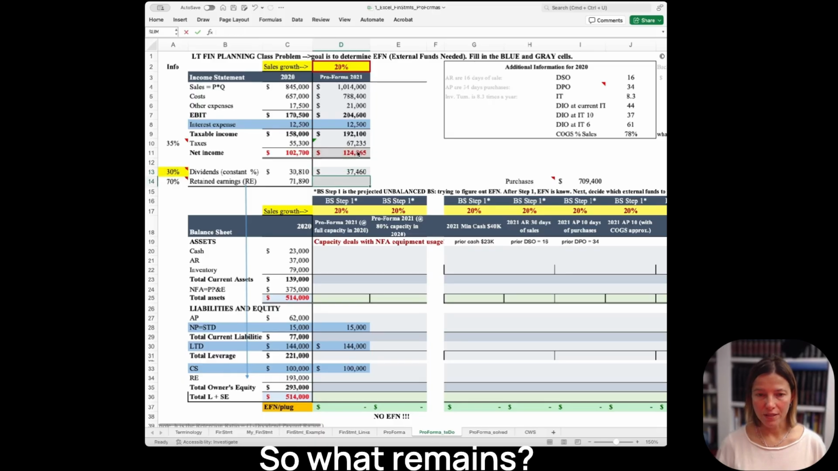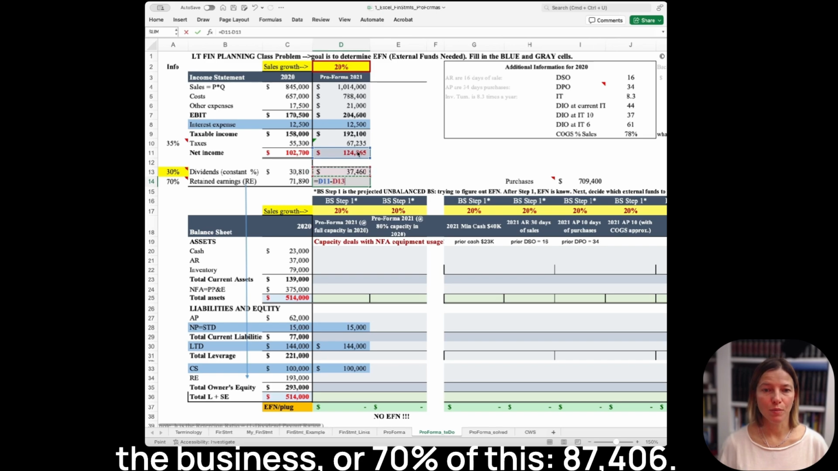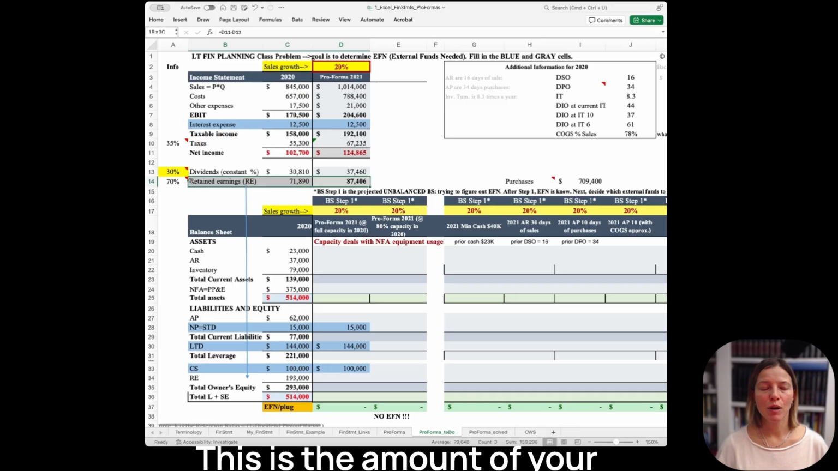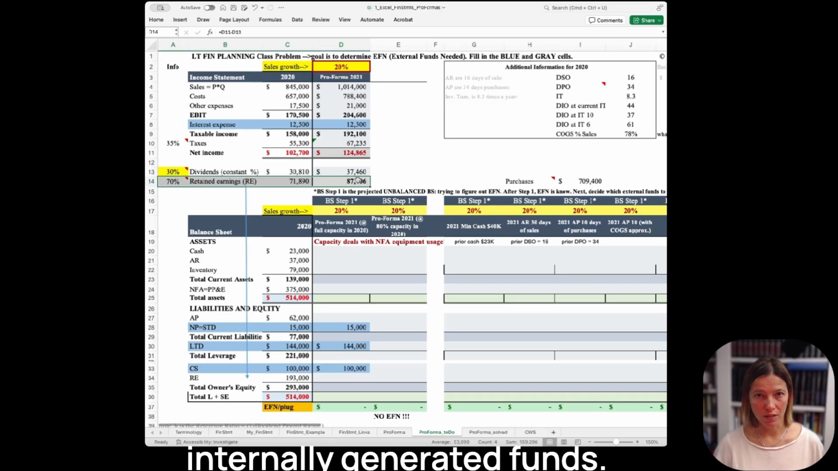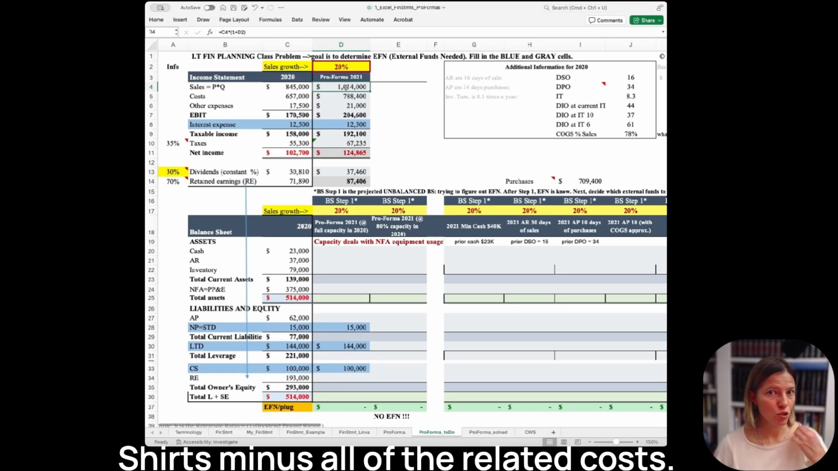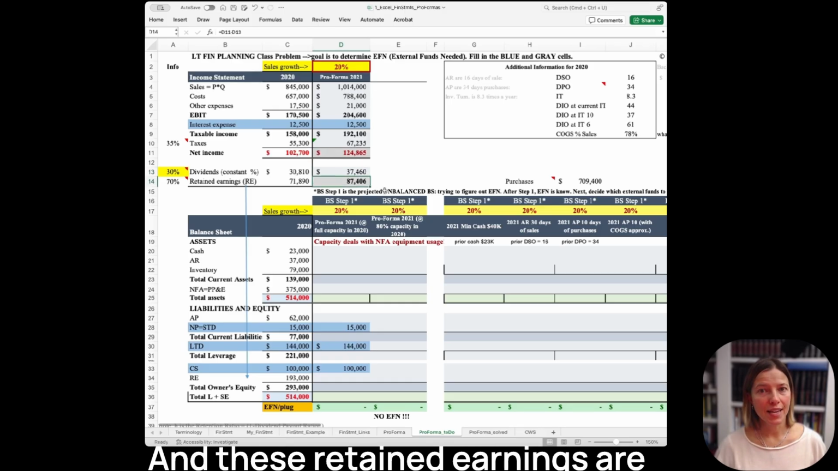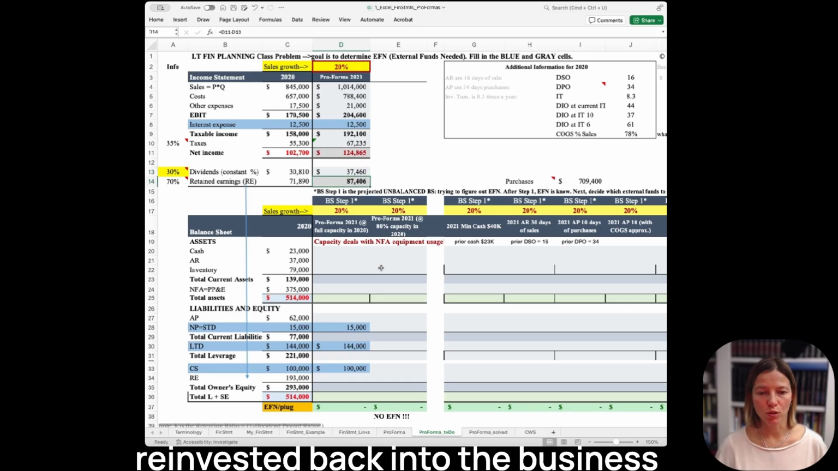So what remains? What remains is what's reinvested in the business, or 70% of this: 87,406. This is the amount of your internally generated funds. Why are they internally generated? Because you have your sales of your shirts minus all of the related costs, and this is what remains. And these retained earnings are reinvested back into the business.